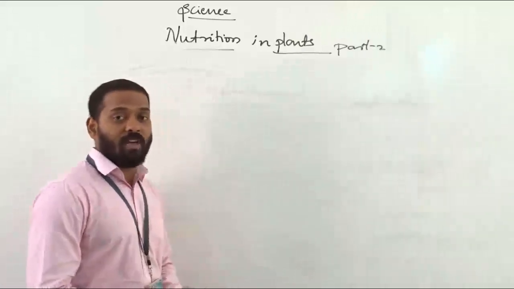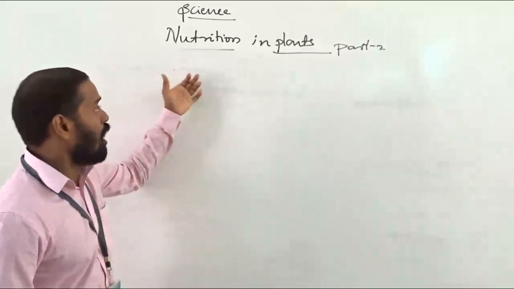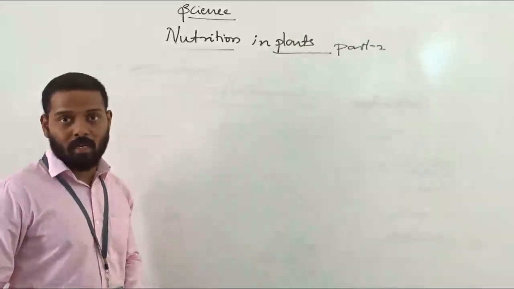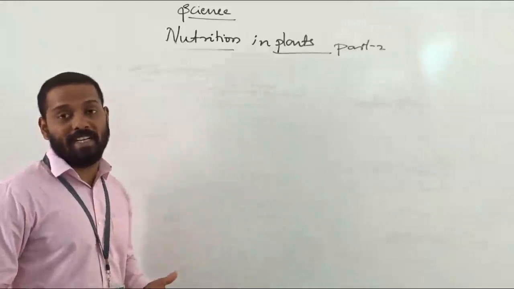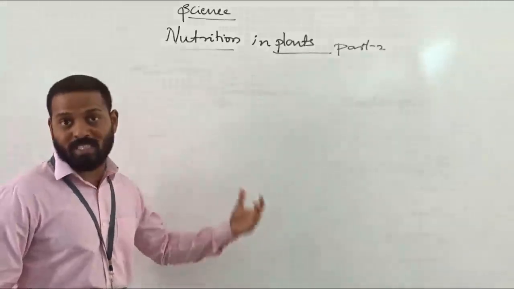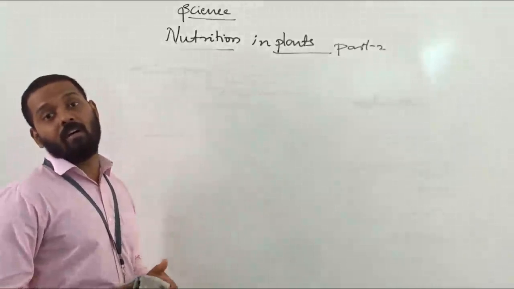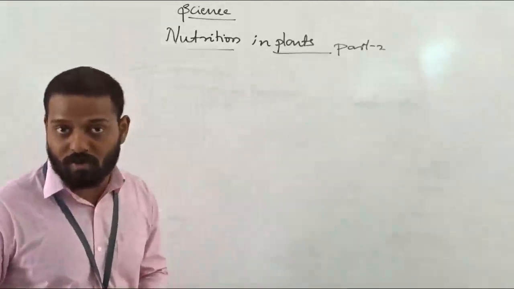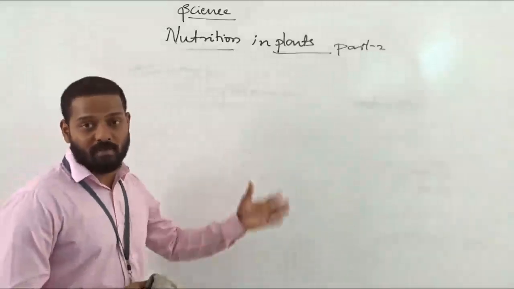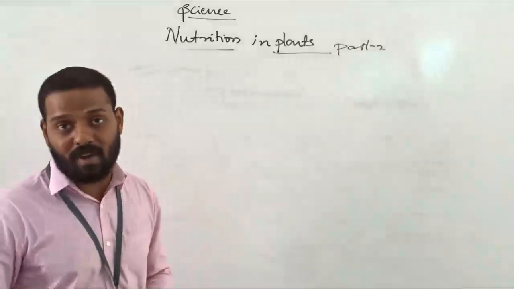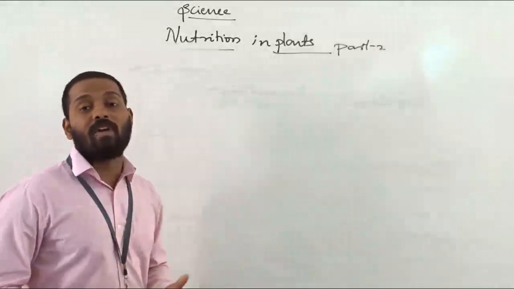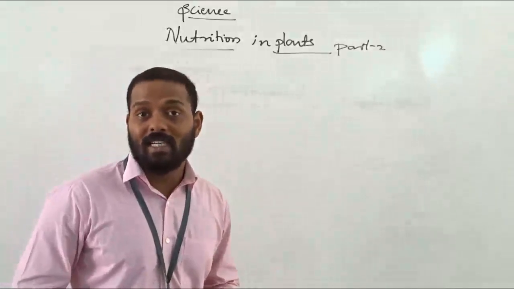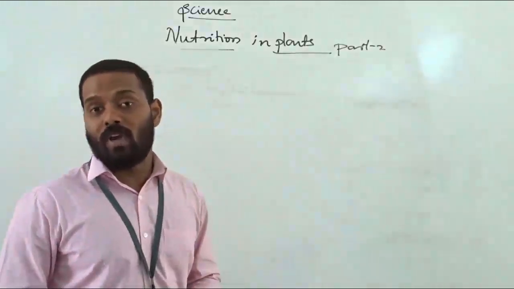Then we studied in detail how autotrophic plants prepare food. After completing the detailed photosynthesis process, that is how plants prepare the food, we moved on to heterotrophic plants. We understood what heterotrophic plants are, studied their classification, and saw examples. Then we saw how we need to increase the fertility of the soil. That also we have discussed.